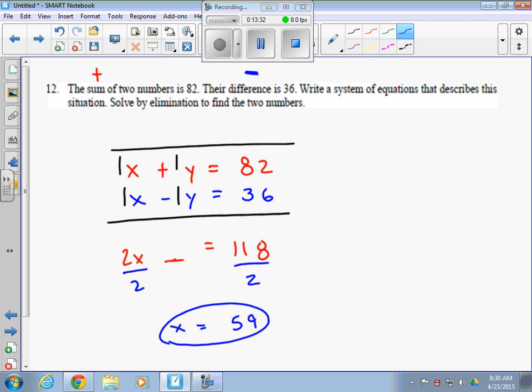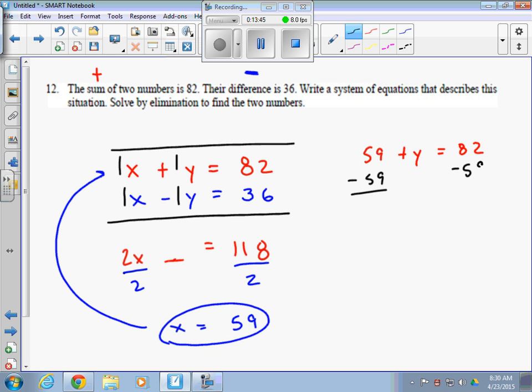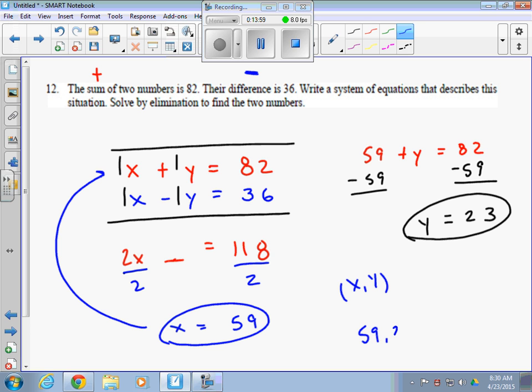Plug that 59 back into one of the other ones. Just use the first one if they look the same. 59 plus y equals 82. Undo positive 59 by subtracting it on both sides. 12 minus 9 is 3. 7 minus 5 is 2. y's value is 23. So one of your numbers is 59, x comma y. The other one is 23. And there's your solution to your system.